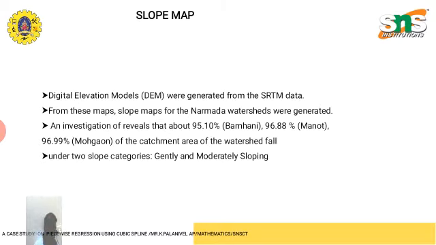Next, going to the slope map. The digital elevation models were generated from the SRTM data. From these, slope maps for the Narmada watersheds were generated, and investigation reveals that about 95.1% of Bamhini, 96.88% of Manot, and 96.99% of Mahakhan catchment area of the watershed falls under two slope categories, gently and moderately sloping. The slope map areas are also given.